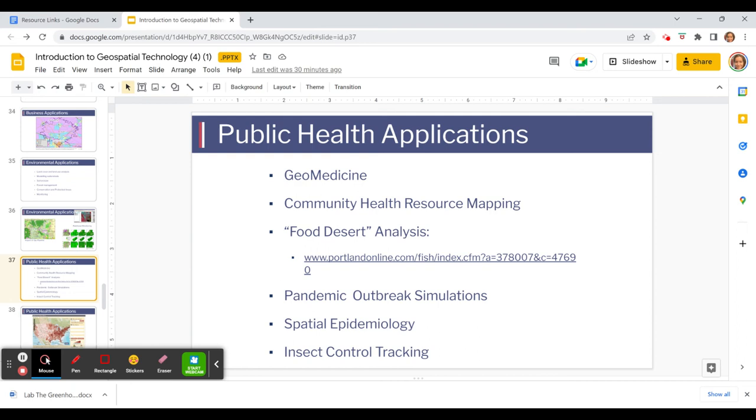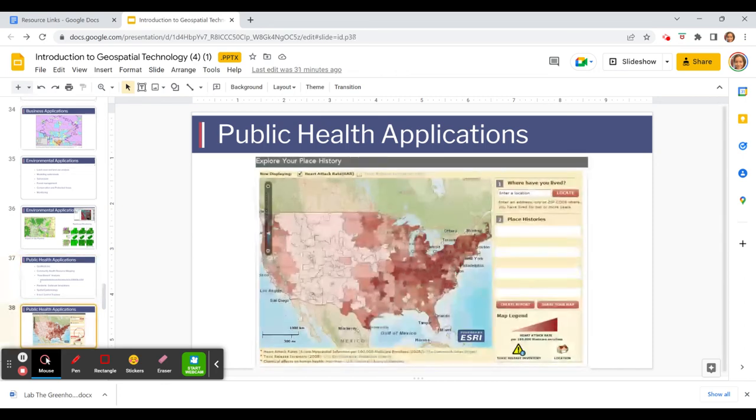This has public health implications. Where do we have food deserts, for example? You can go into different parts of places like Portland or Los Angeles and notice different parts of these cities where there are relatively few places to actually buy food. How about public health implications? This is mapping out heart attack rates. Is there a pattern?